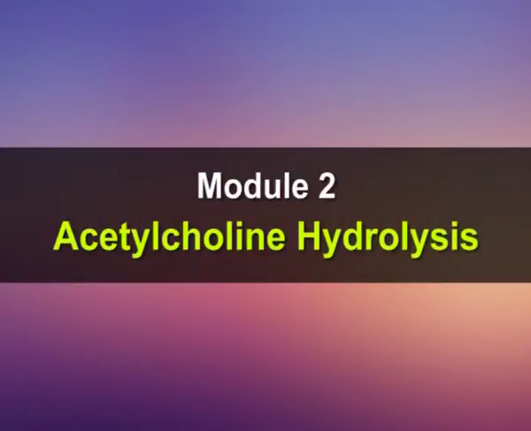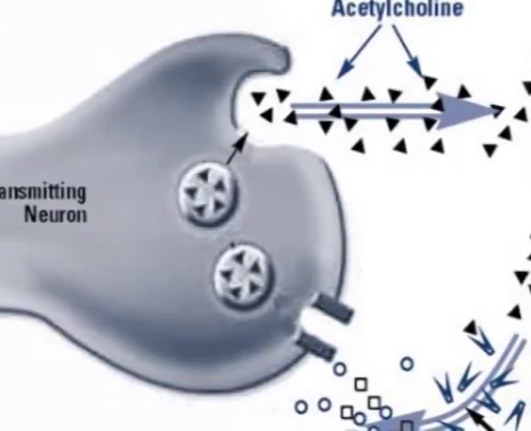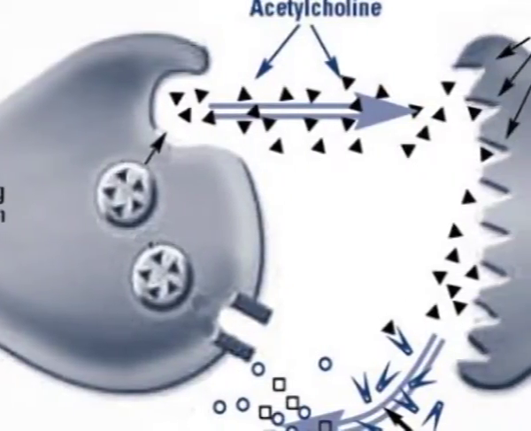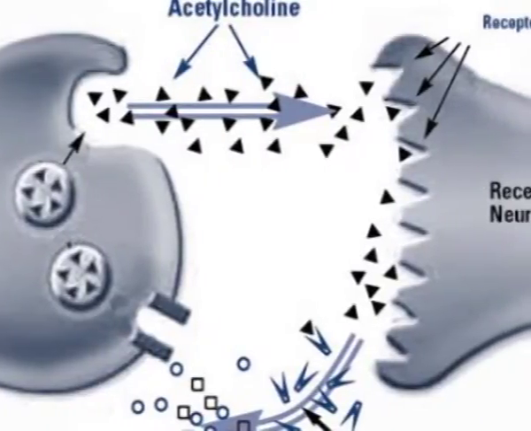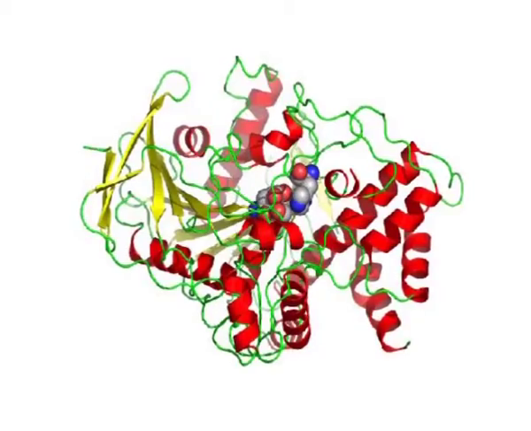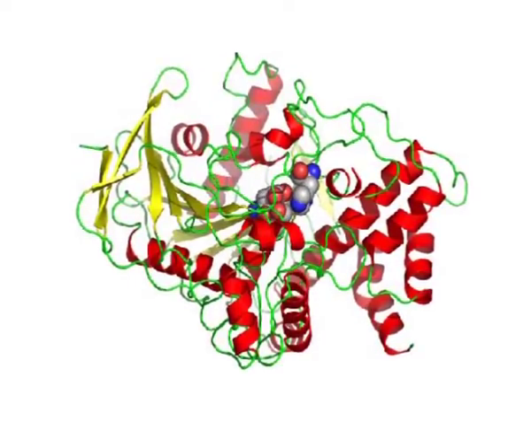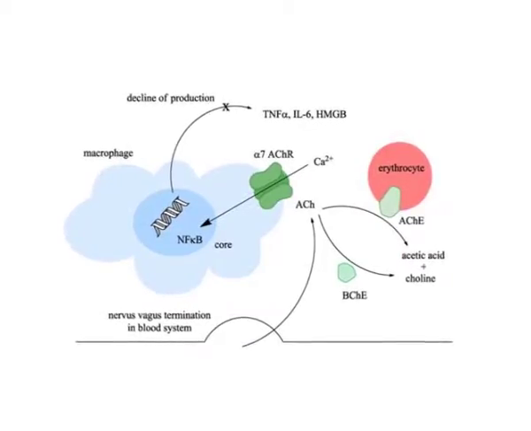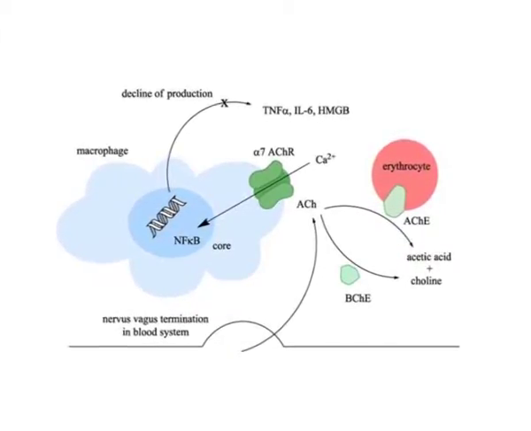Module 2. Acetylcholine hydrolysis. There are two types of cholinesterase, acetylcholinesterase and butyrylcholinesterase. These cholinesterases differ in their location in the body and their substrate specificity. Acetylcholinesterase is strategically located at all cholinergic sites and serves to inactivate acetylcholine instantaneously, while butyrylcholinesterase, present in plasma and elsewhere, probably serves to metabolize ingested esters.